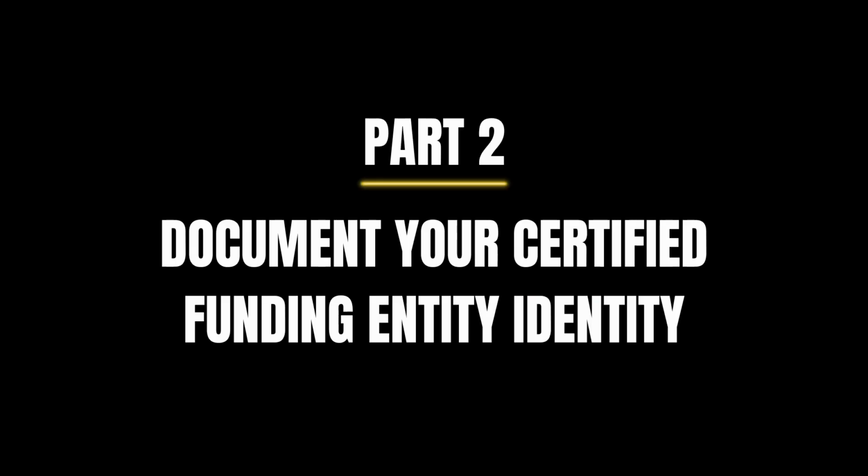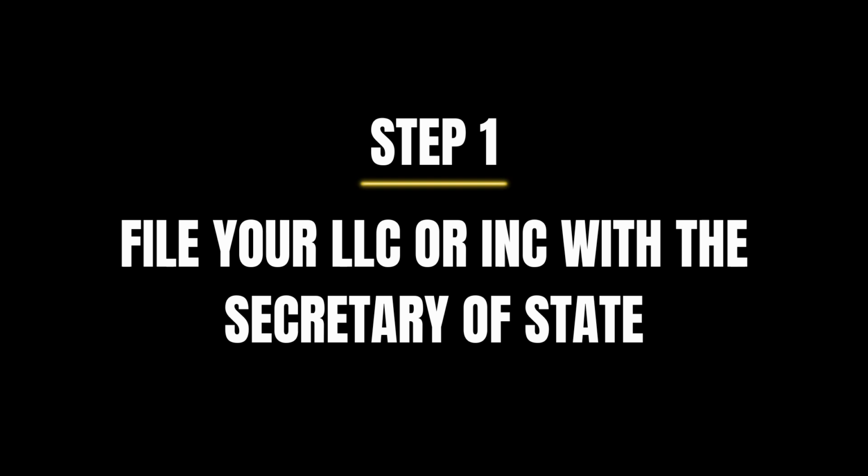Part 2, we're going to document your certified funding entity identity, and there's 5 steps to do so. So step 1, file your LLC or INC with the Secretary of State using the certified funding entity identity that you've just created when we determined. This means when you establish your LLC or your INC with the Secretary of State, make sure you use that address, the phone number, the email, everything that you established when we determined in part 1. And if you already have established your LLC or INC, then you need to amend this information with the certified entity identity.